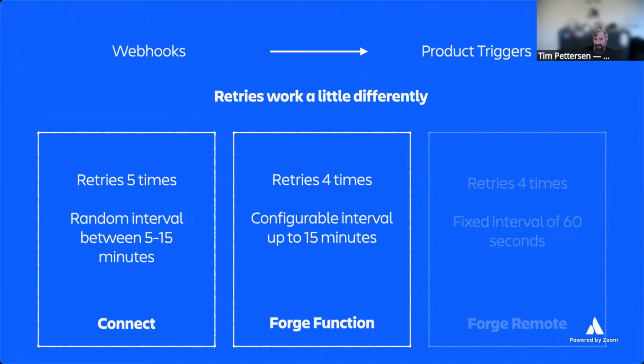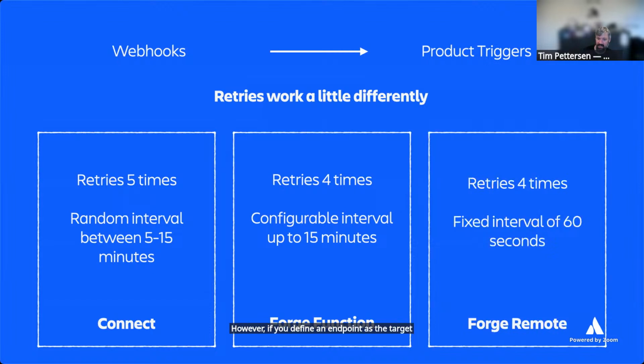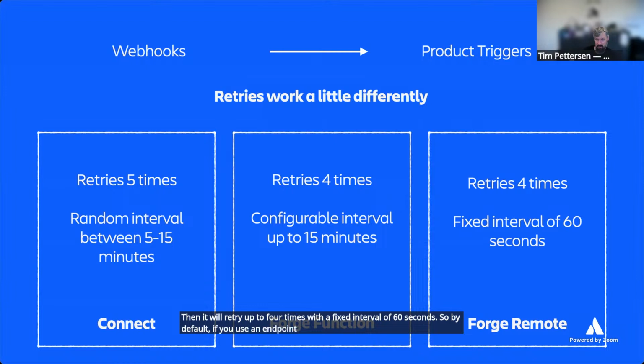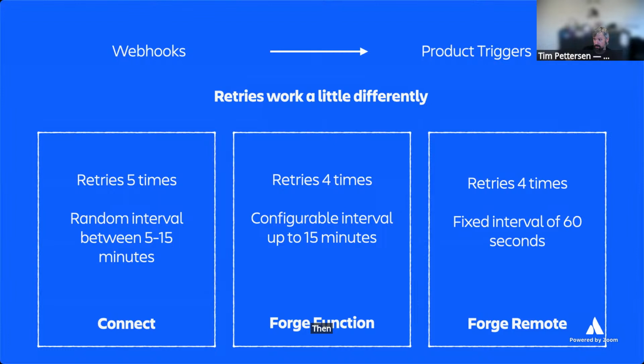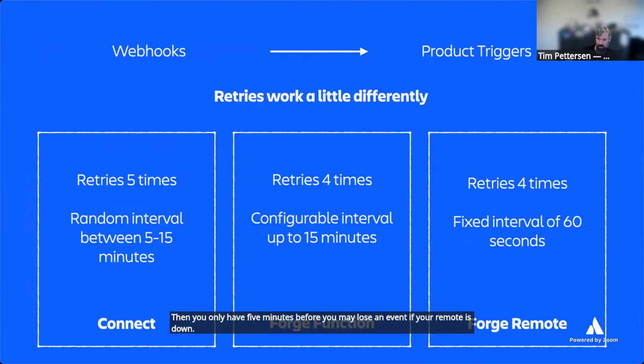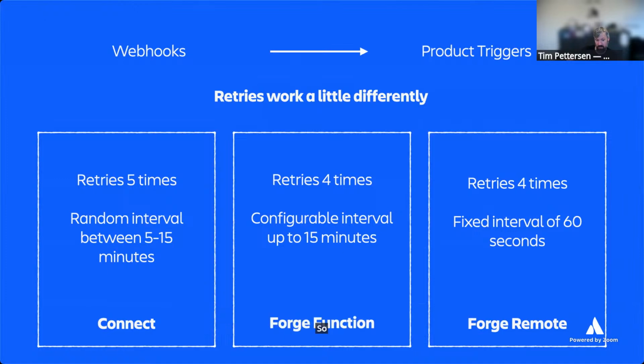However, if you define an endpoint as the target of a Forge trigger, then it will retry up to 4 times with a fixed interval of 60 seconds. So by default, if you use an endpoint directly bound to a trigger module, then you only have 5 minutes before you may lose an event if your remote is down. So using a Forge function, we'll get to that pattern in just a sec as to how you can work around that.